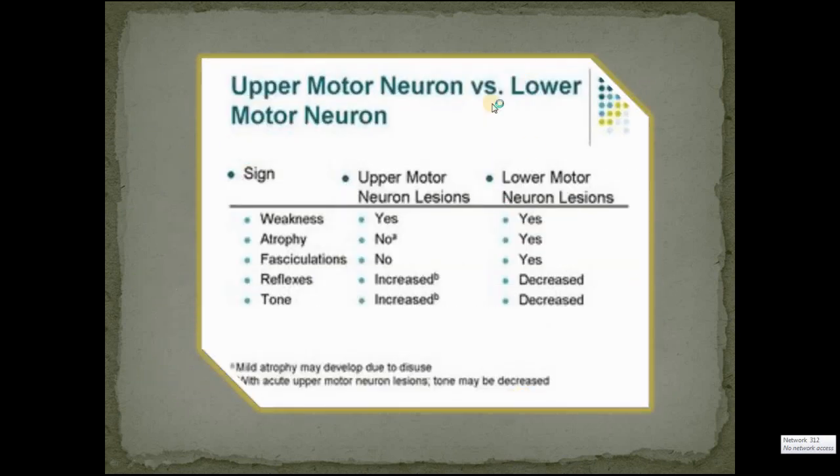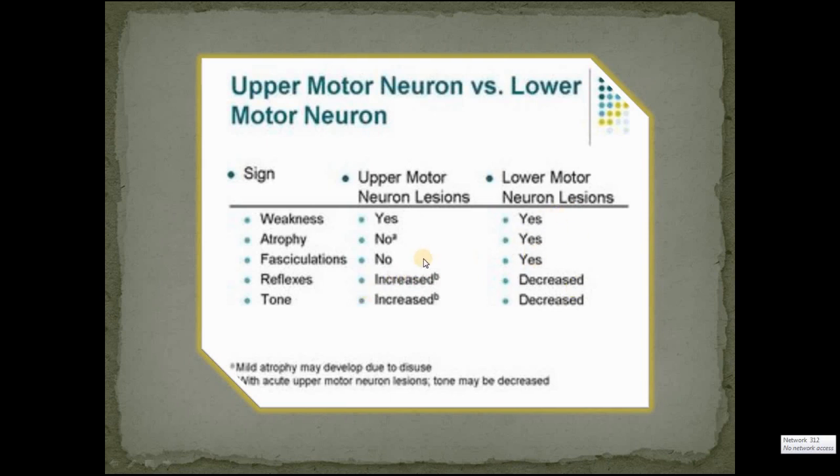You can see this chart, upper motor and lower motor neuron. The upper motor neuron lesion means the lesion occurs in the cortex, above the anterior gray horn, and lower motor neuron lesions mean lesions occur below the anterior gray horn. So in the upper motor neuron there is spasticity, and in the lower motor neuron there is flaccidity. The weakness occurs in both upper motor and lower motor neuron lesions. Atrophy does not occur in the upper motor neuron, but in the lower motor neuron it occurs. We can see fasciculations in the lower motor neuron.